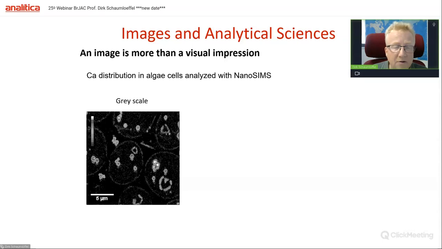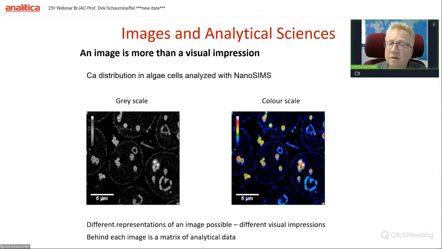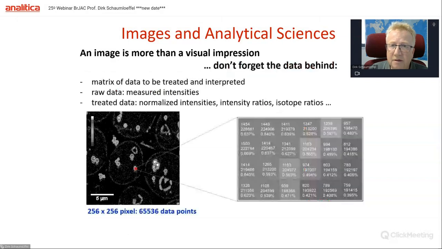We can present it here as a grayscale. We can also present these in a color scale. So different representations of an image are possible, but it gives you different visual impressions. Of course, both impressions are only a visual impression, if it's color or grayscale. But we should not forget, behind each image is a matrix of analytical data. Images and analytical science are somehow related if we look at the matrix of analytical data behind.